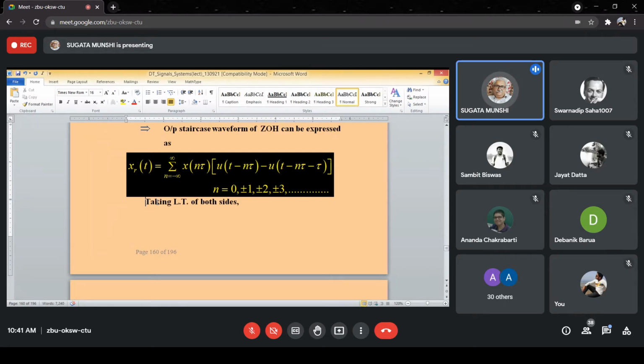How would you proceed further towards determination of the transfer function of this system, or the frequency response of the system?